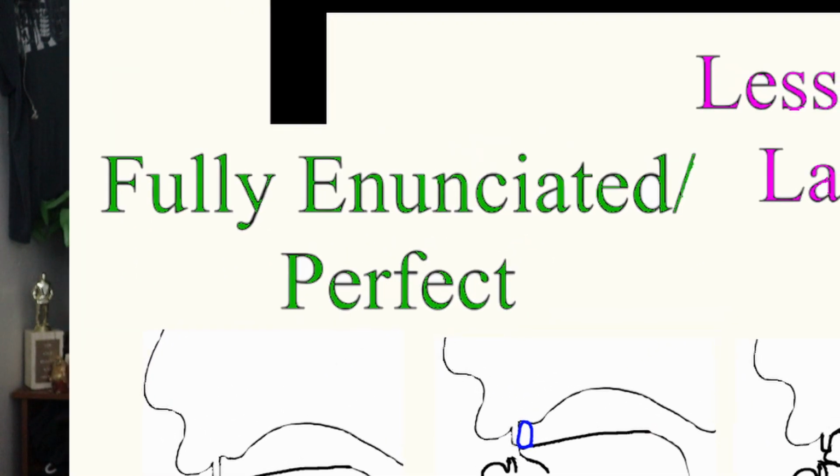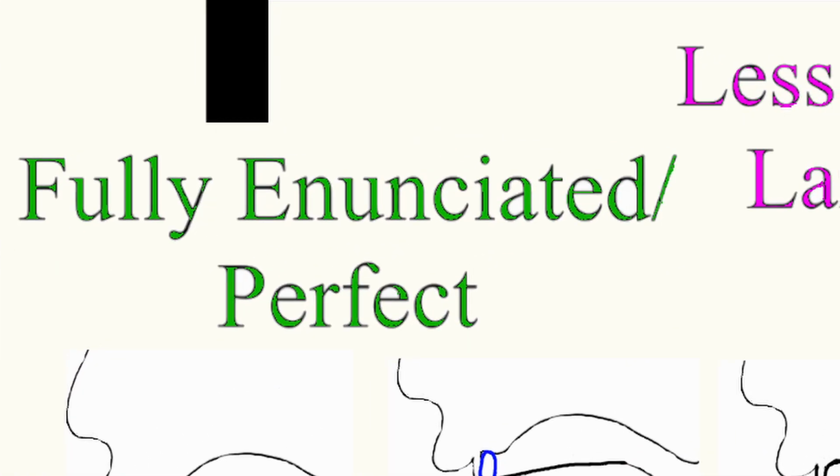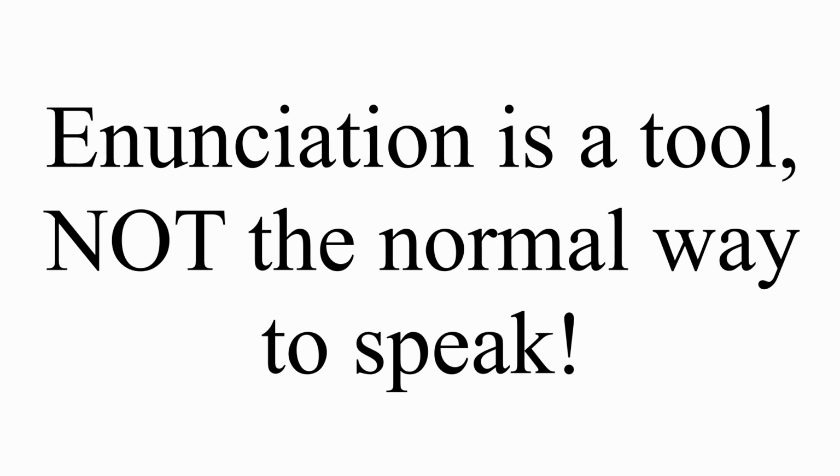So for consonants, the range works like this. On one side, you have the nice, clear, perfectly enunciated or emphasized version of the sound, and that's usually the way that most teachers teach you to do it. But enunciation is a tool that we use when we need to, not the normal way to speak. So for the TH, if I use this part of the range, I put the tongue between the teeth, it's nice and good, or if it's voiced, okay.